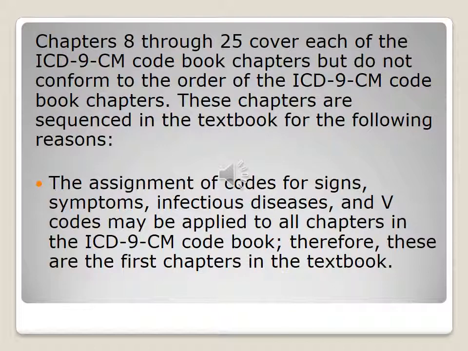Chapters 8 through 25 cover each of the ICD-9-CM codebook chapters but do not conform to the order of the ICD-9-CM codebook chapters. These chapters are sequenced in the textbook for the following reasons. The assignment of codes for signs, symptoms, infectious diseases, and V codes may be applied to all chapters in the ICD-9-CM codebook. Therefore, these are the first chapters in the textbook.